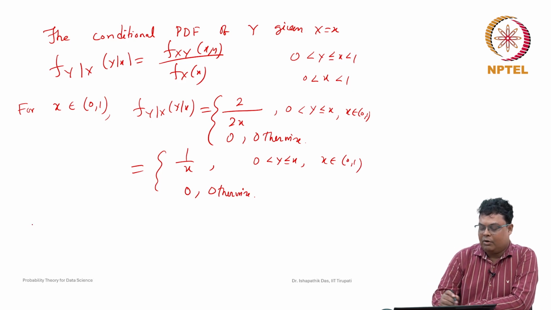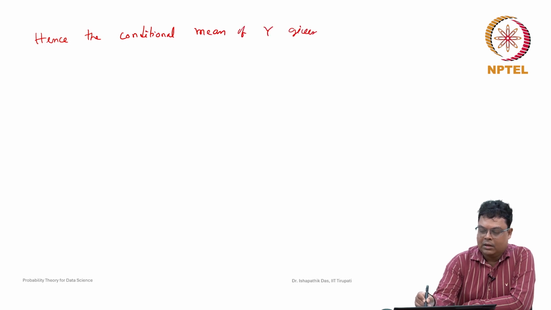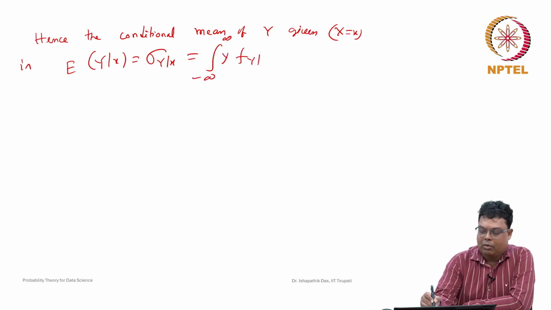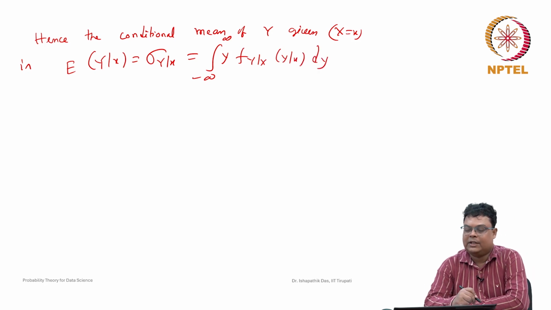Hence we can find the conditional mean. The conditional mean of y given x = x: the definition is the expected value of y given x, which is the integral from minus infinity to plus infinity of y f(y given x) dy. So this is the definition.